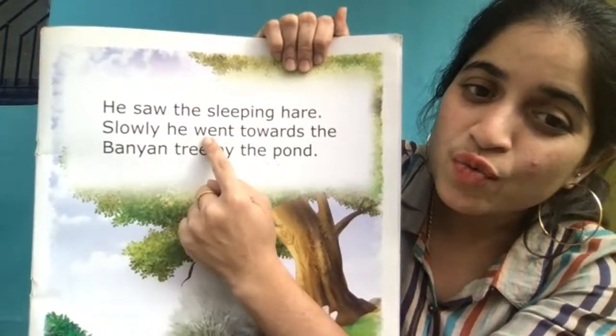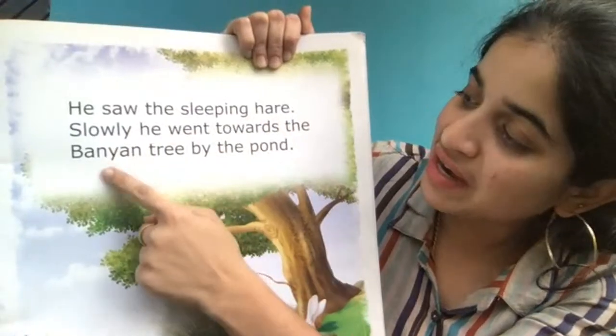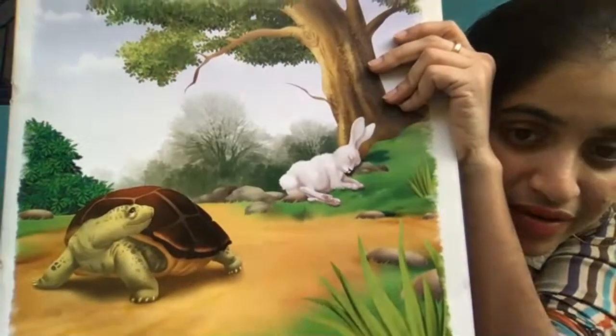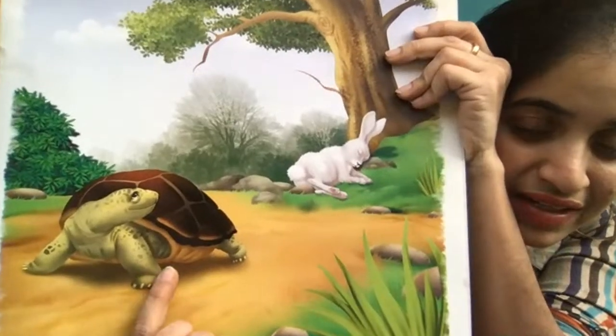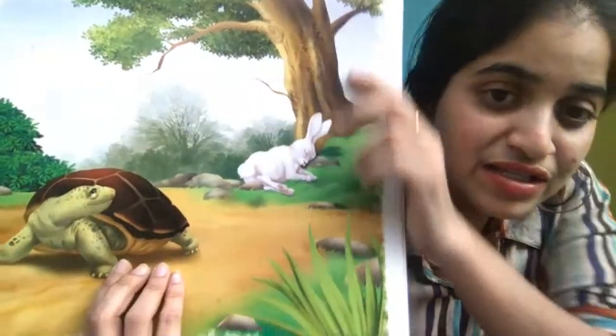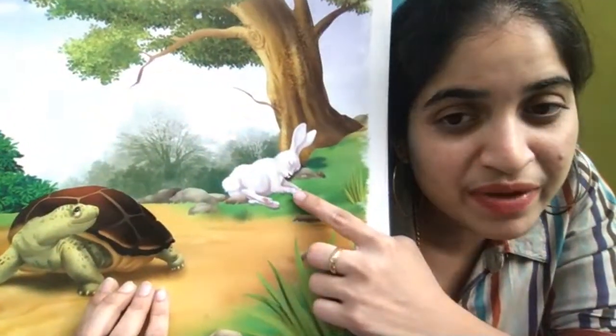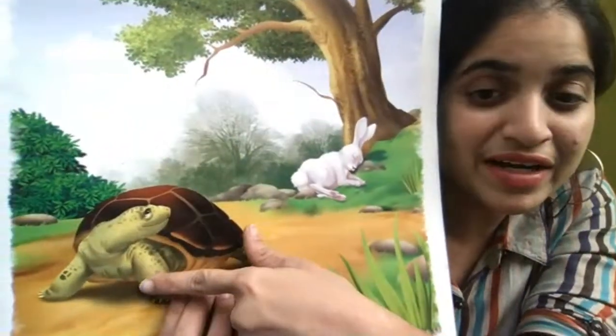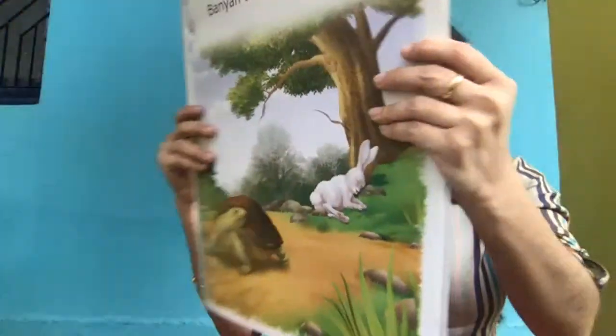Slowly, he went towards the banyan tree by the pond. Did you see here? The tortoise saw the hare who was sleeping and he did not wake him up. He just went away like this. Then what happened?